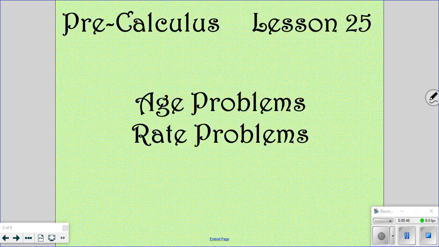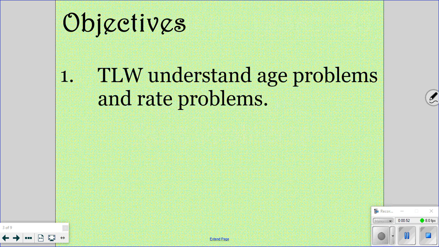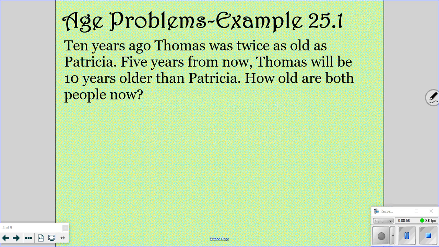We are going to look at lesson 25 today, which is dealing with age and rate problems. So hopefully you'll understand how to do these word problems after this lesson. So we're going to start with age problems.